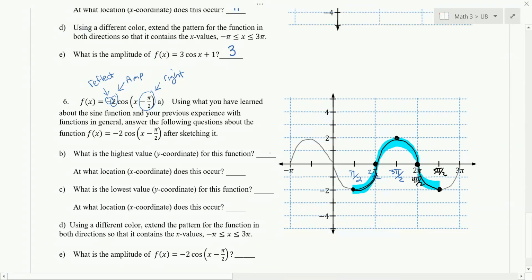And highest value is going to be what? 2 happening at? Happens at 3 pi over 2. And you said pi over 2? That's the minimum, right? Okay. Lowest value is -2, and that happens at pi over 2. And where else? In that first period, guys, where's the other? 5 pi over 2? Okay, what's the amplitude of this thing? 2, or is it -2? 2. Okay, it's always positive.